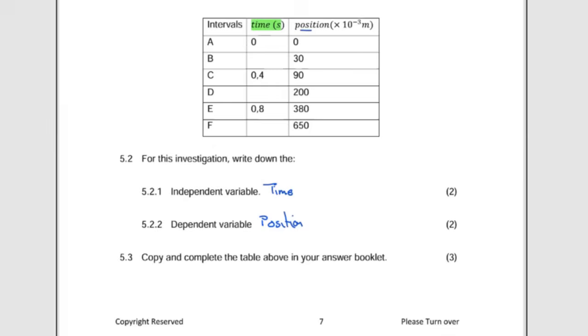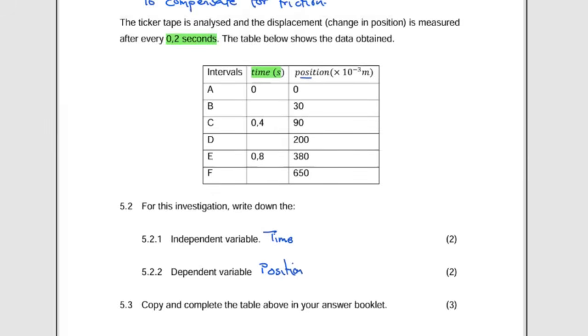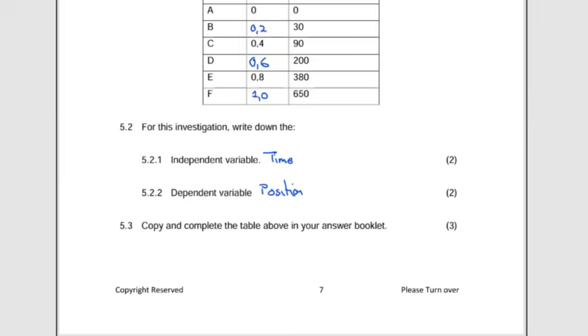It's 3 marks, right? We're looking for these 3 values, but we're already told the ticker tape is analyzed and the displacement, the change in position, is measured after every 0.2 seconds. So I'm supposed to add 0.2. So 0 to 0.2, then adding 0.2 again gives 0.4, then 0.6, then 0.8, and then adding 0.2 I get 1.0. Those are the values they're looking for.